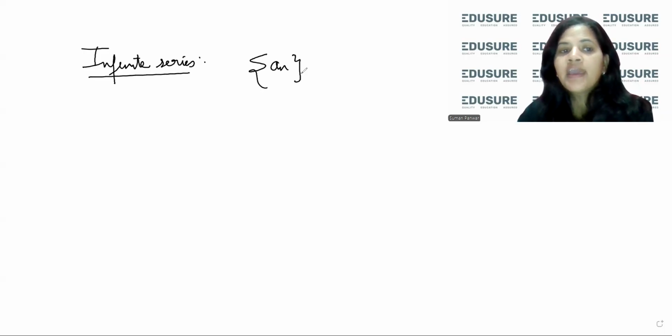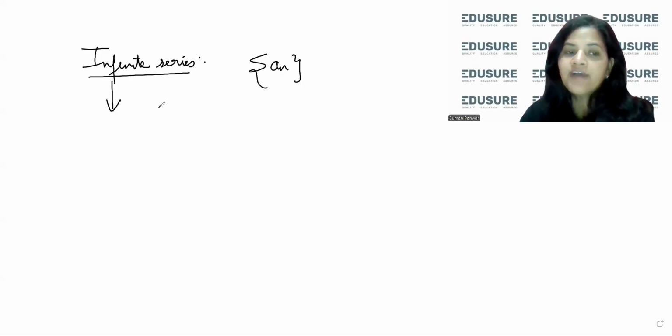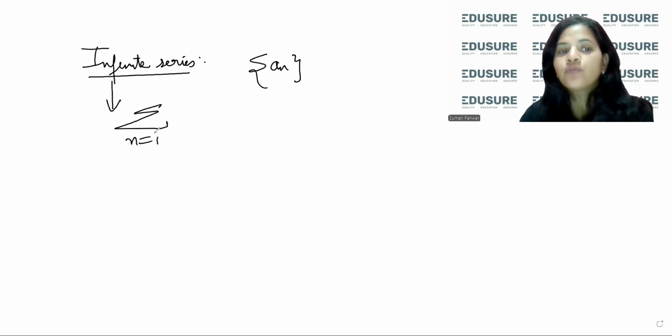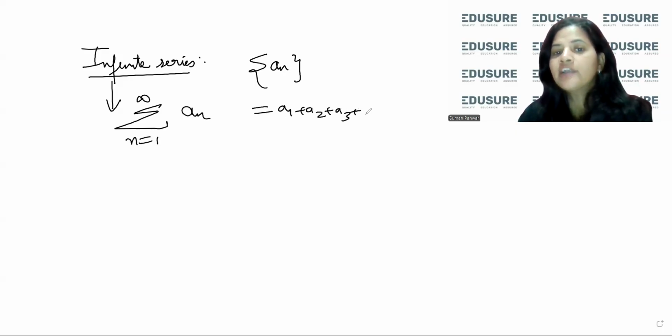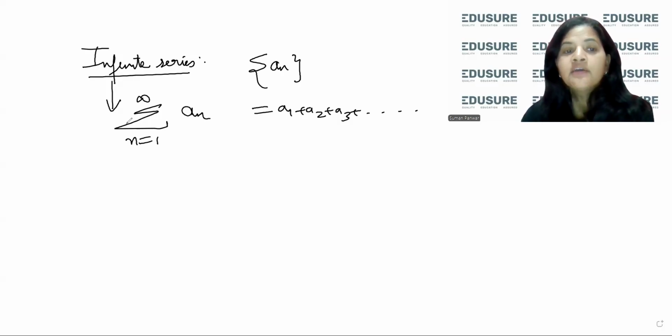All right. So what is an infinite series? So we will be talking about infinite series. Okay. Now for a sequence an infinite series is defined as summation n going from 1 to infinity an. That means I am adding a1, a2, a3, and so on. And we'll see whether this sum exists or not.